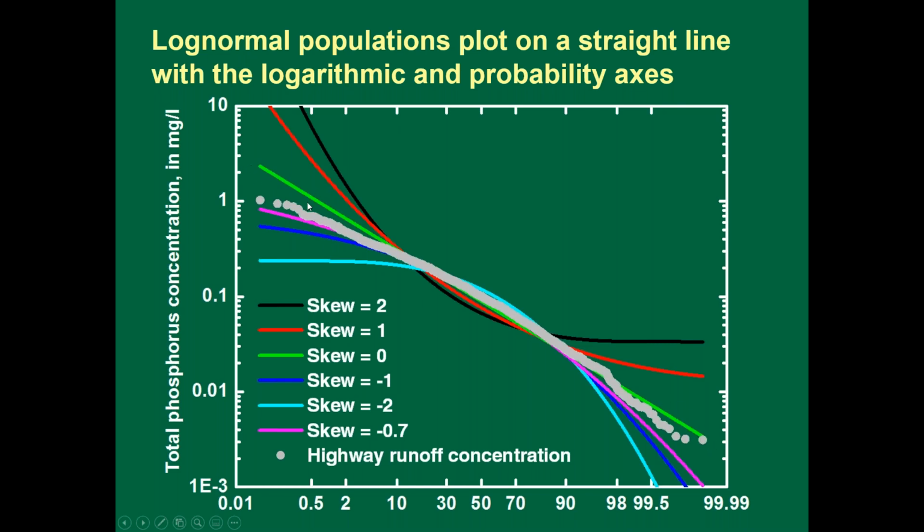On a probability plot, a log normal distribution would plot as a straight line. And then we can see that we have skews going from 2 to -2. With a positive skew, you have a concave up distribution, and with a negative skew, you have concave down. So if your water quality skews are positive, you're going to get much higher values on the high end, and it's going to plateau on the low end. And if you have large negative skews, it's going to be the opposite: you're going to get very low concentrations, and it's going to plateau on the high end.